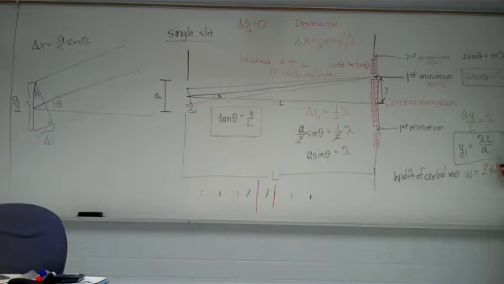Just 2y1. The first minimum is y1 on either side of the central maximum. It doesn't matter which side. They're the same distance from the center of the central max. And so 2y1 will give you the width of the central max.